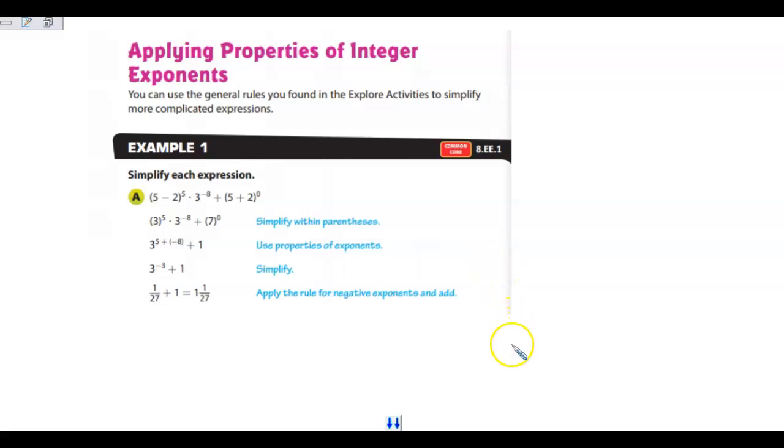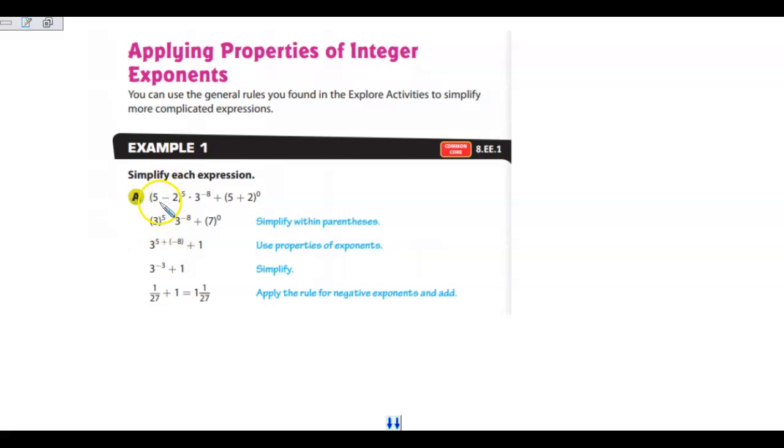Welcome back for part 2 of integer exponents. Today we're going to apply the properties of integer exponents. We already know that when we're using order of operations, we try to do inside grouping symbols first, then we do exponents, and then we multiply, divide, add, or subtract. And so we're going to apply that information along with the rules that we just learned about integer exponents.